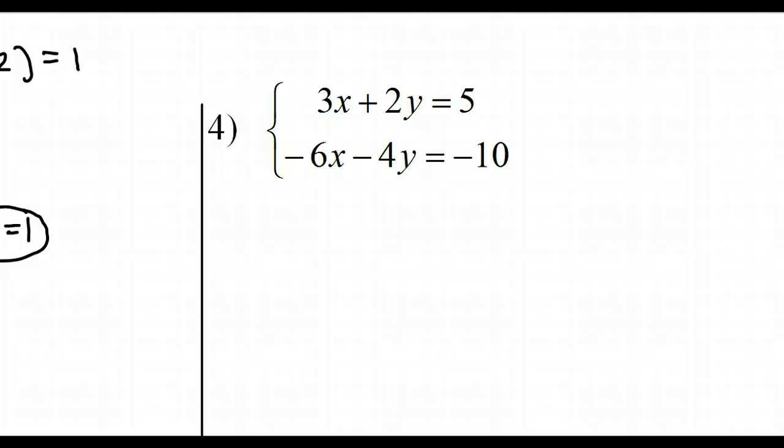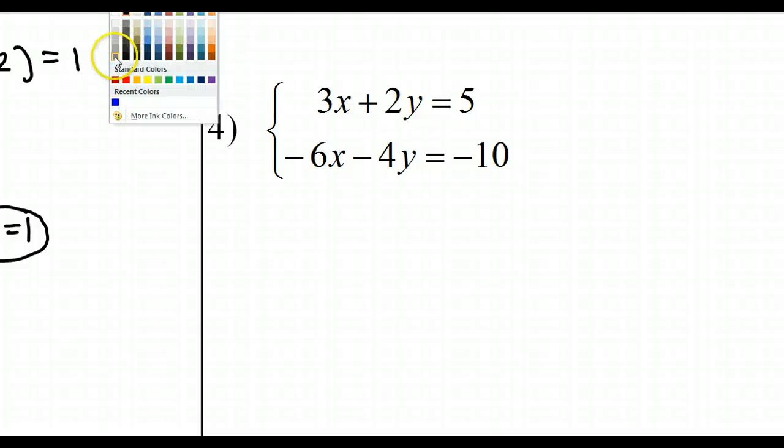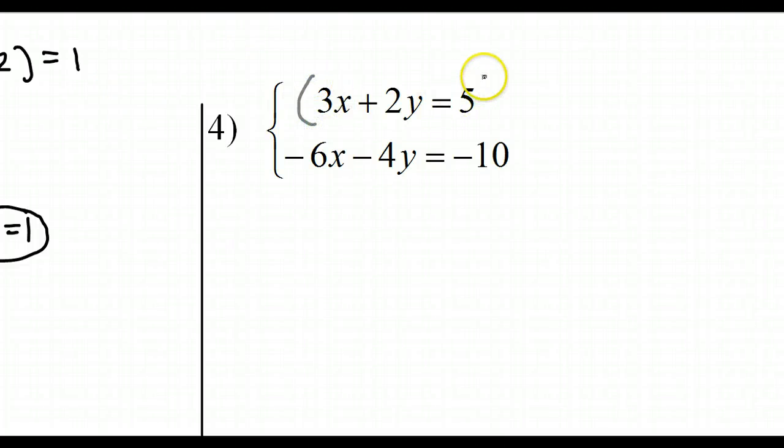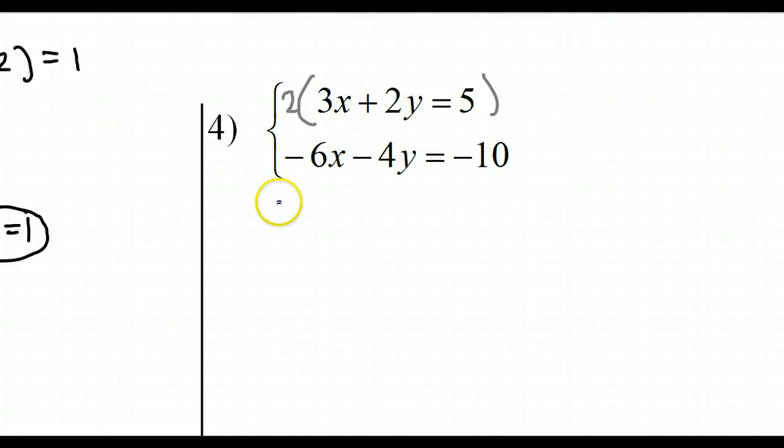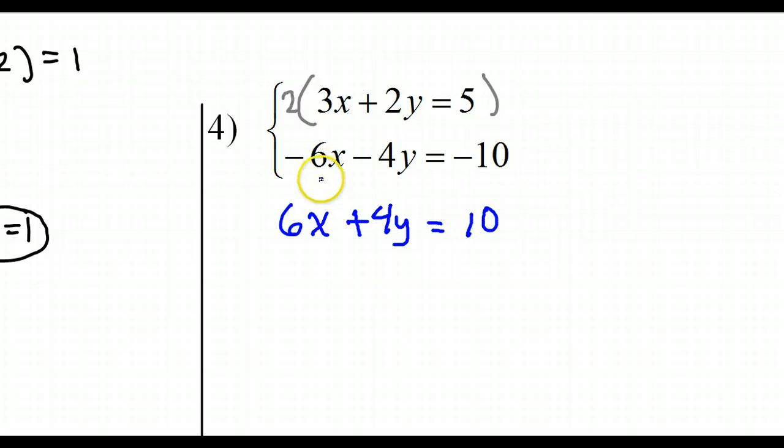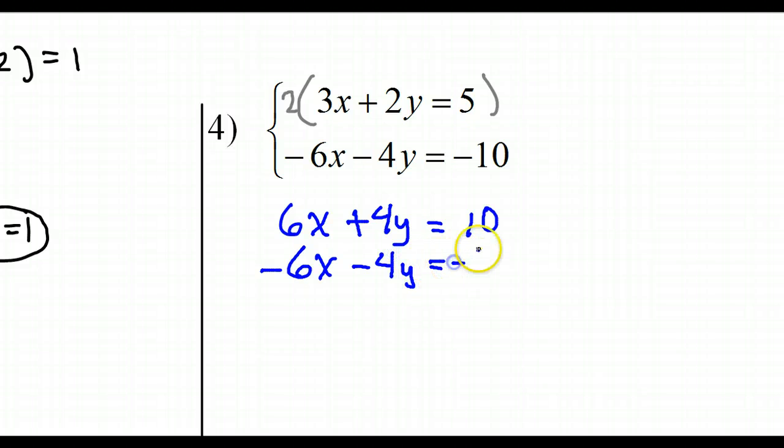All right, number 4 looks like another elimination problem. Might as well go ahead and eliminate the x's, because it would be pretty easy. All I'd have to do is multiply by 2. Now if I do that, the top equation becomes 6x plus 4y is equal to 10. The bottom equation stays the same, so negative 6x minus 4y is equal to negative 10.